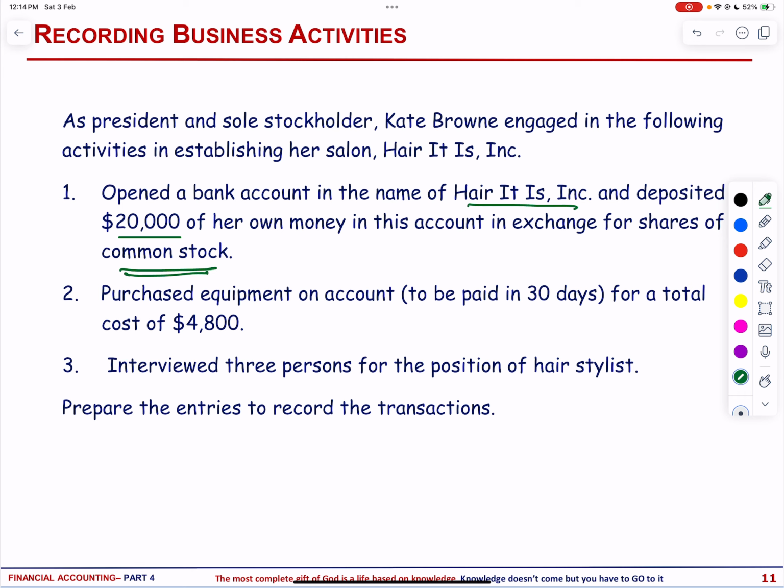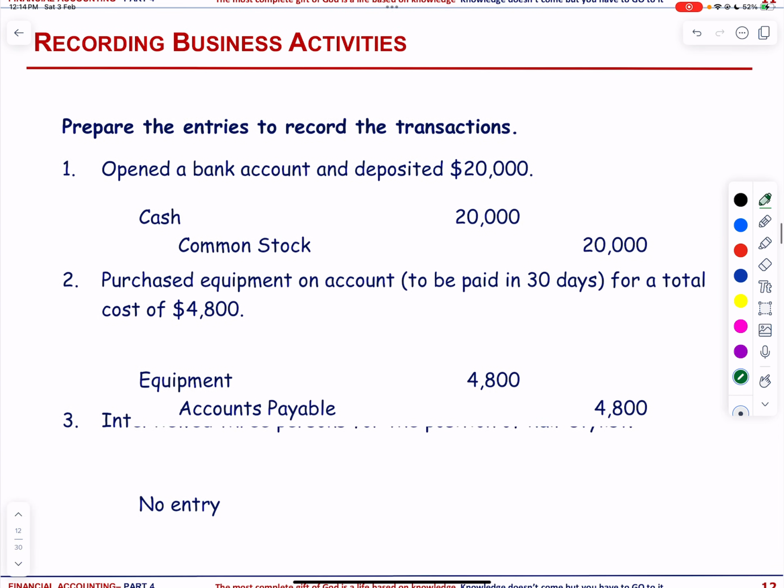Purchase equipment on account, to be paid in 30 days, for a total of 4,800, and then interviewed three persons for the position of hair stylist. We have to record, or rather journalize, these transactions.